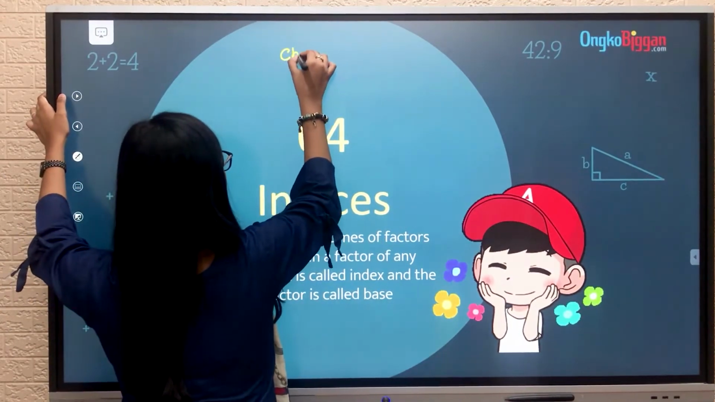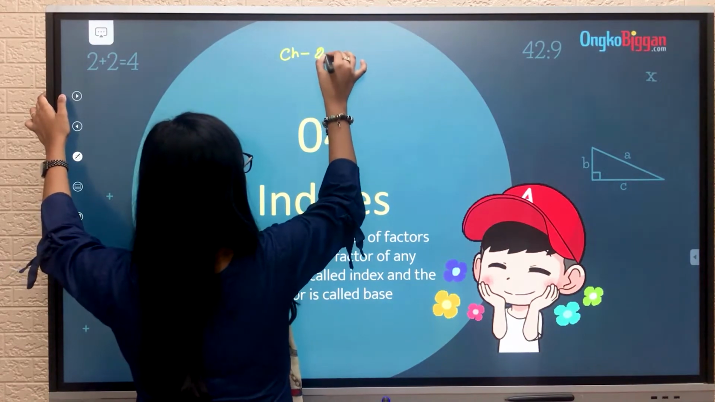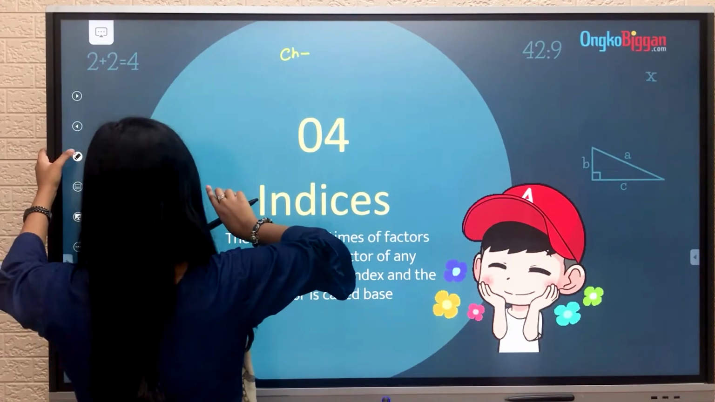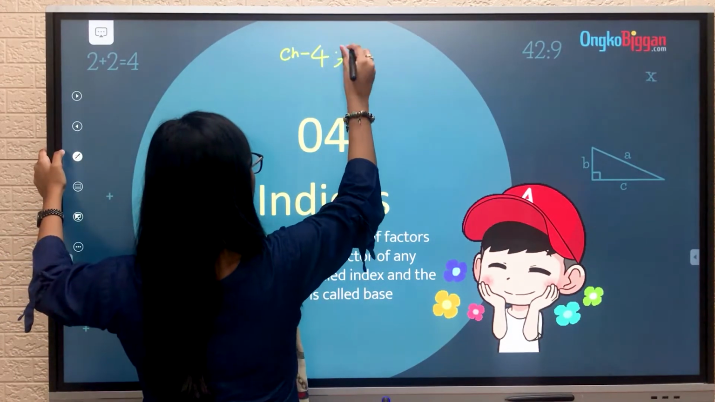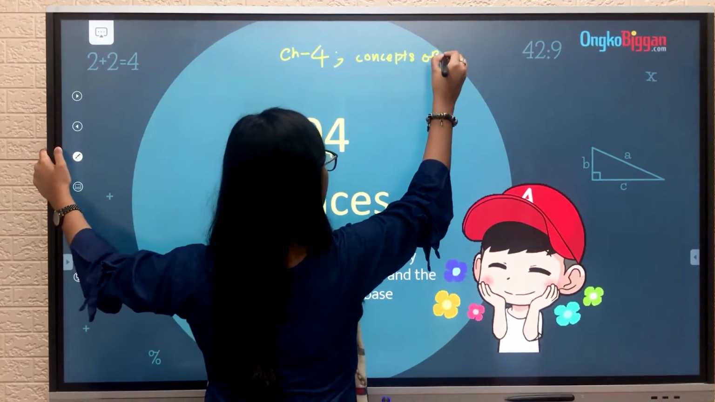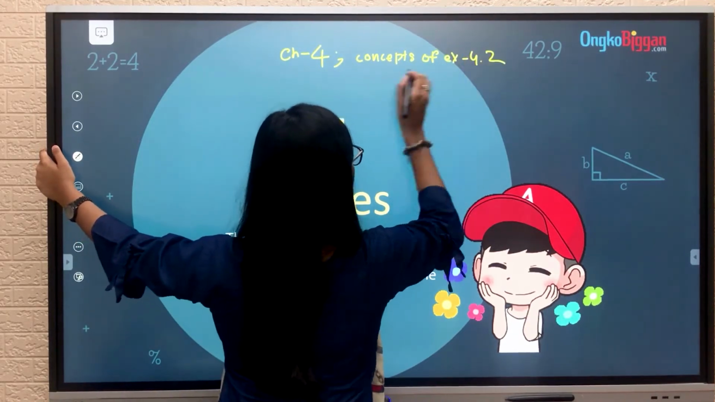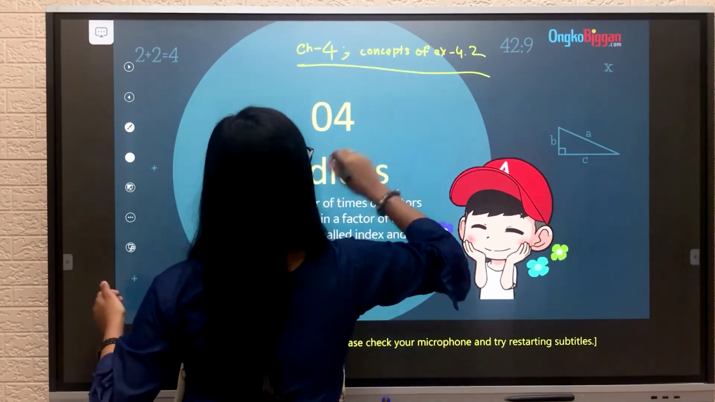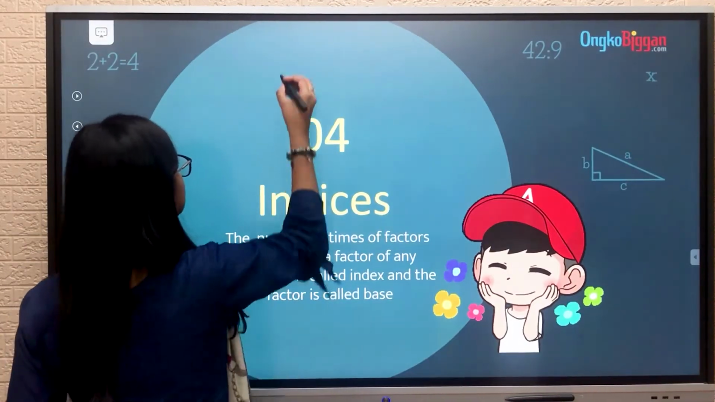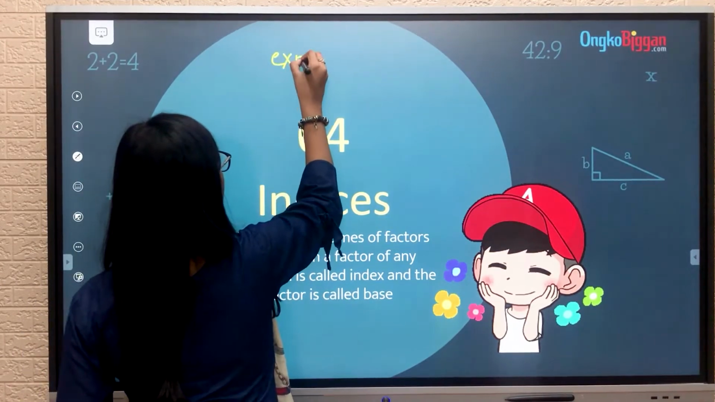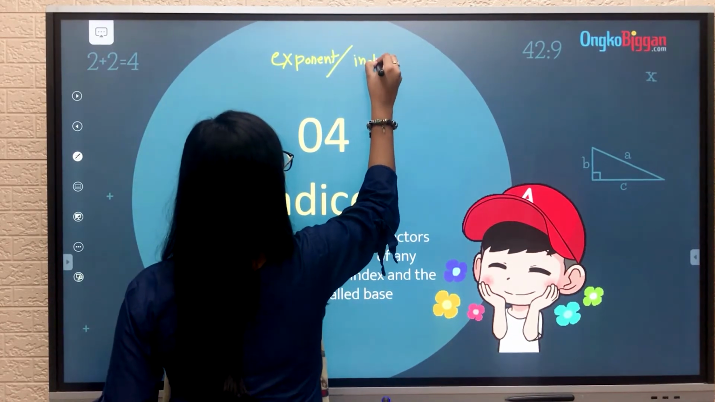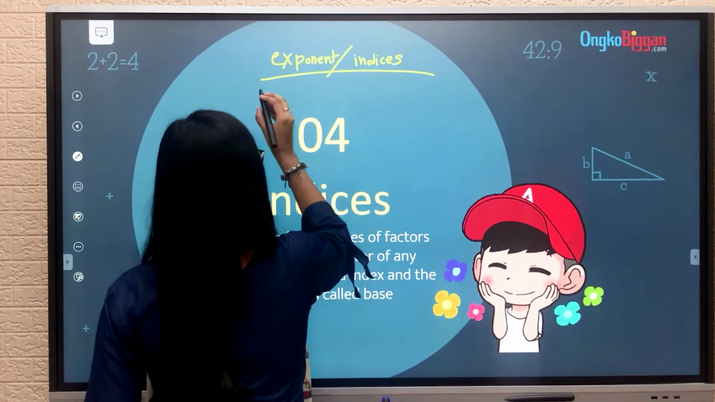So I am writing Chapter 4, concepts of exercise 4.2. Basically in this exercise we are going to deal with indices and exponent. So here we are going to discuss exponent and indices.